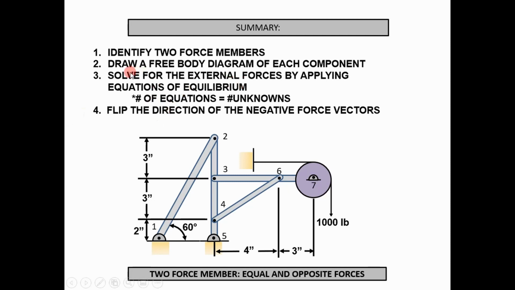And then the next step is you want to identify which component is solvable. So you got to have the same number of equations as the number of unknowns to solve the problem. And you have 3 equations of equilibrium in your pocket. So you really just need to find those components that you know you can solve for, and just translate the forces down the line, and you can solve the problem. And then the last step is to flip the direction of the negative force vectors. And you're done, guys. You are qualified to move on.